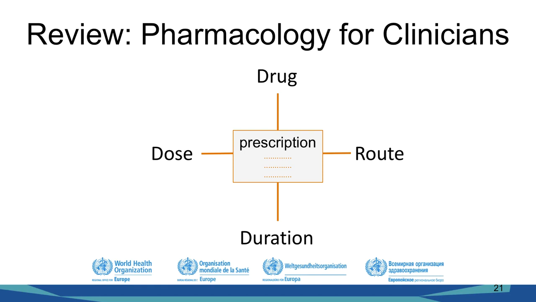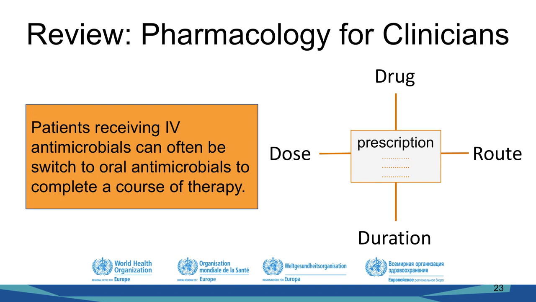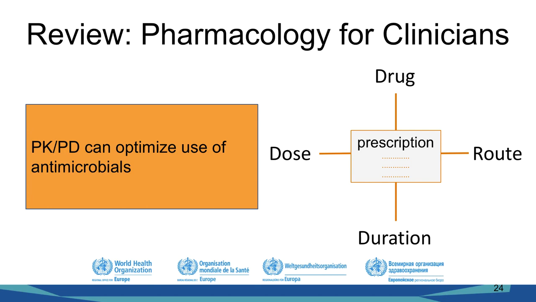In this 2-part module, we reviewed 2 important pharmacology principles that clinicians can take advantage of in clinical practice. These principles include bioavailability. Highly bioavailable oral antibiotics are those that achieve serum concentrations comparable to antibiotics administered intravenously. Patients receiving intravenous antibiotics can often be switched to oral antimicrobials to complete a course of therapy. Understanding the pharmacokinetics and pharmacodynamics properties of antimicrobials may optimize their use, especially when facing the growing problem of antimicrobial resistance.